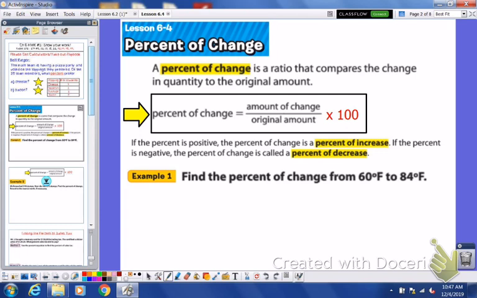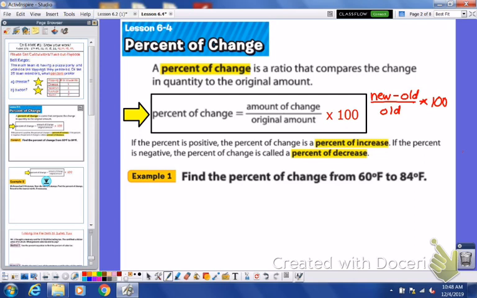Now, another way you can think about this would be our new number minus our old number divided by our old number, and then times 100. Old being the same as your original. If the percent is positive, the percent of change is a percent of increase. If the percent is negative, then the percent of change is called a percent of decrease, which should make sense. If a price or something is going down, it's a decrease. If the number is rising, it would be an increase.